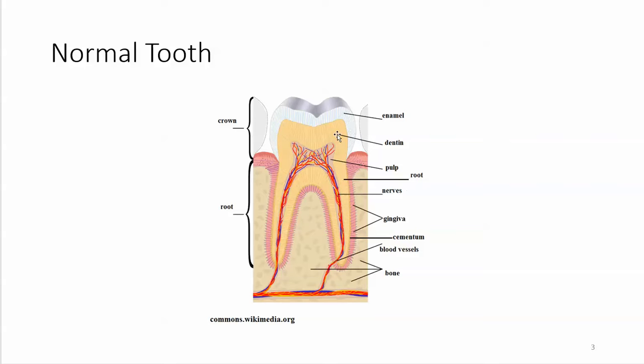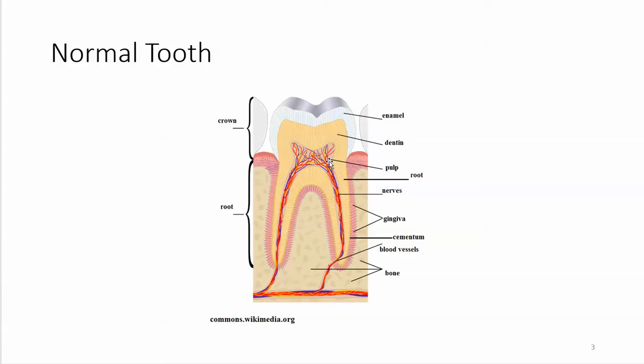The dentin lies just inside the enamel. It is not as hard as the enamel. It handles and distributes the load to the other parts of the tooth when a hard substance is bitten. The gingiva, right here, that's another word for the gum.